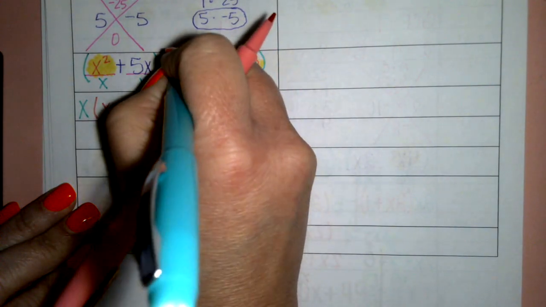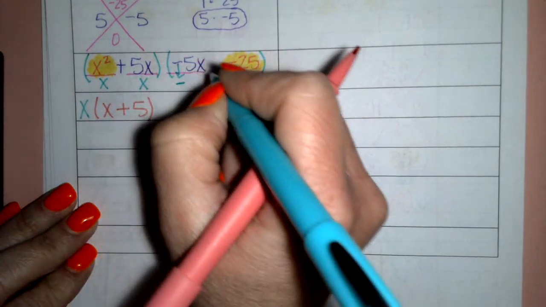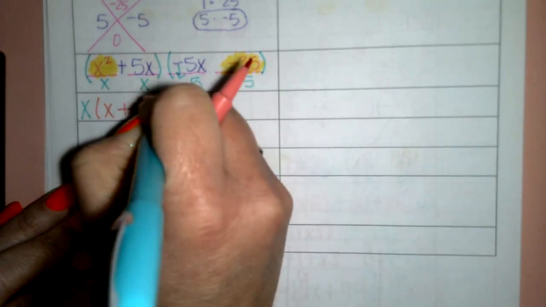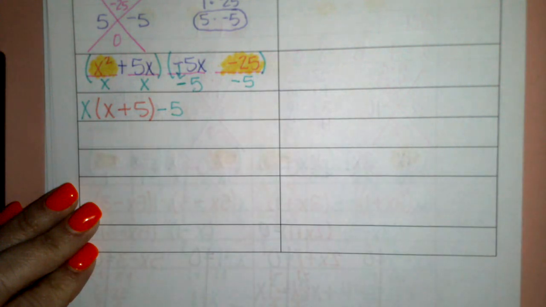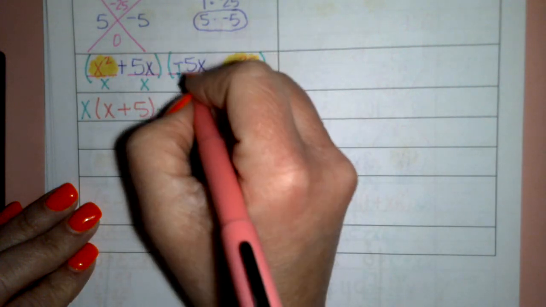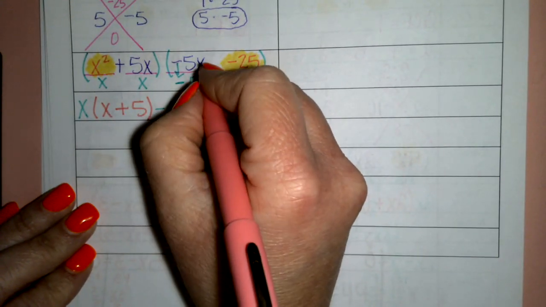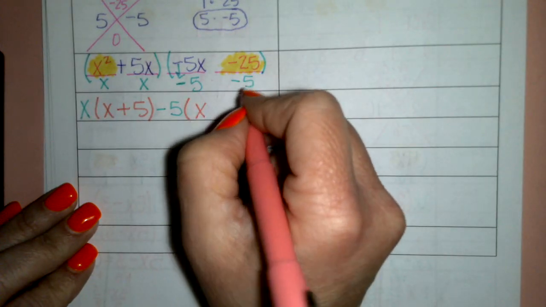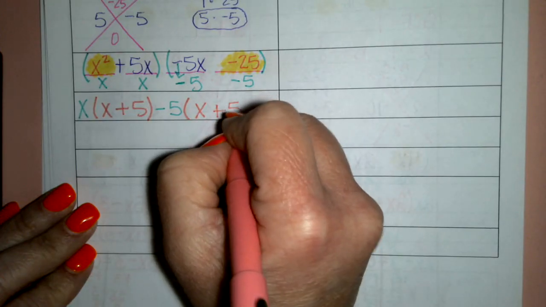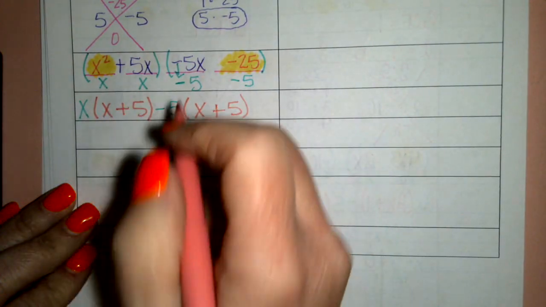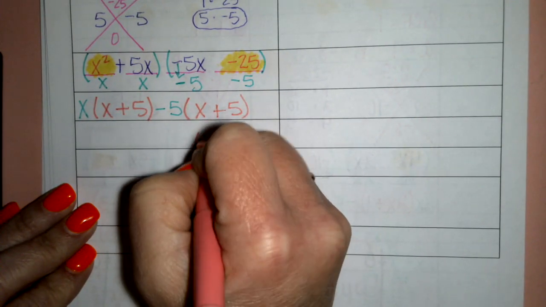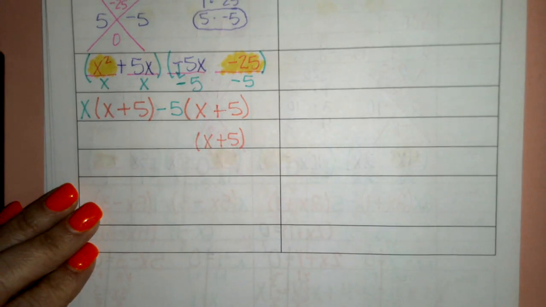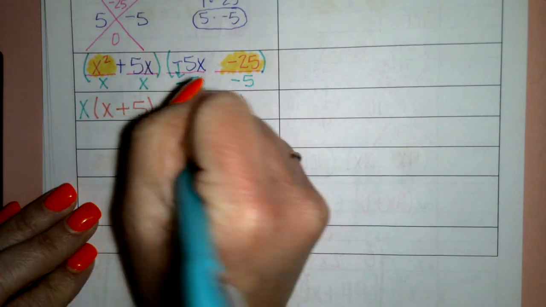And on this one, I've got to pull down my negative. So I've got a negative 5 in common. Pull that out. Negative 5 divided by negative 5 is 1, so I've got a 1x. Negative 25 divided by negative 5 is a positive 5. I have identical twins, so I write that down once: x plus 5. And then I have x minus 5.